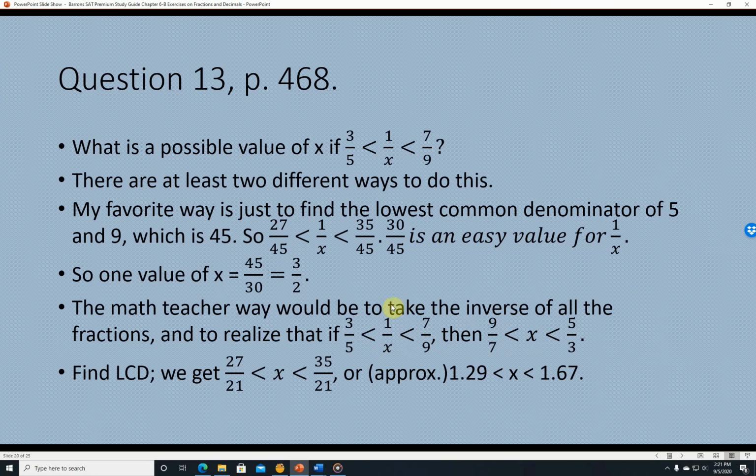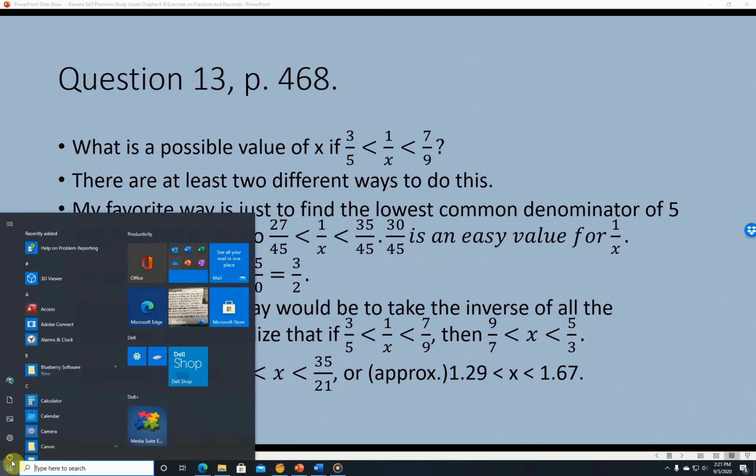So we find the lowest common denominator. That's going to be 7 and 3. Again, there's no common factors, so 7 times 3 is 21. So we have to multiply 7 times 3, then we have to multiply 9 times 3. That's 27 over 21. And then 5 over 3, we're going to multiply 3 by 7, so 5 we multiply by 7. That's 35 over 21. 5 times 7 is 35, 3 times 7 is 21. So x is going to be something between 27 over 21 and 35 over 21.